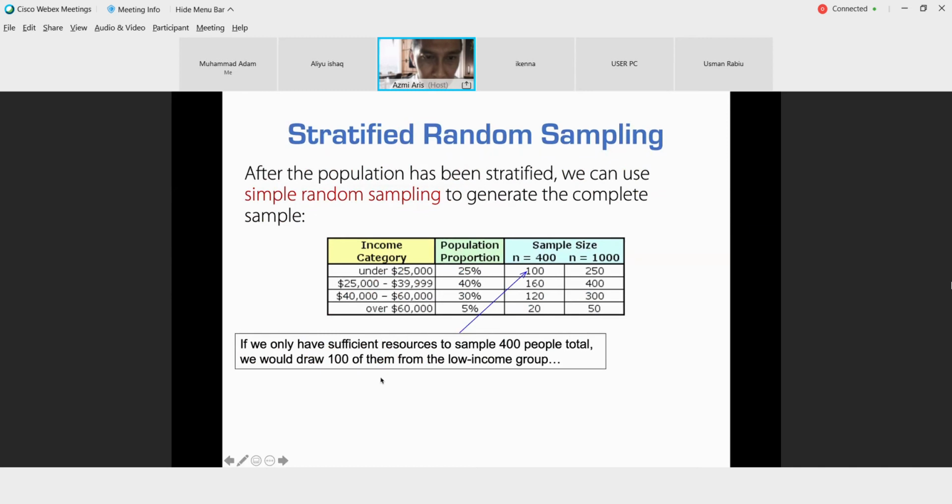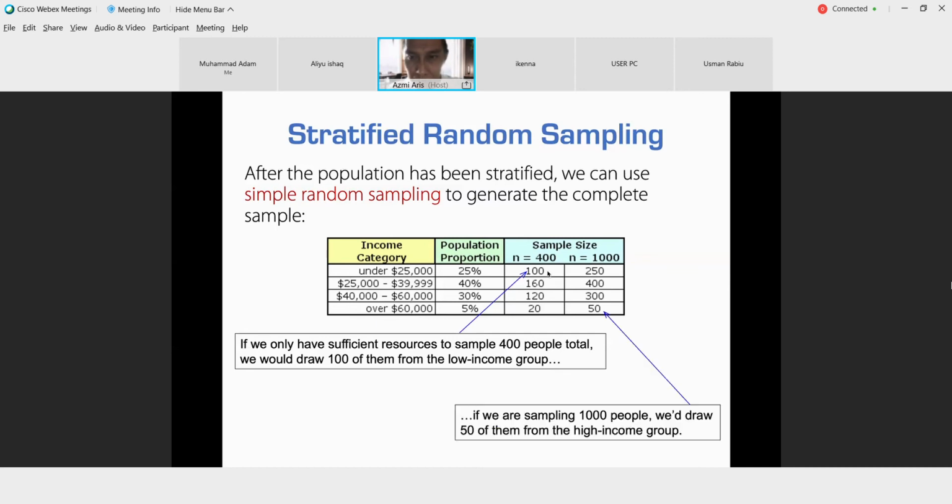If you have under 5,000, the population portion is 75%. So if the number of sample is 400, so those 125,000 you take 100 sample size, and then you do the random sampling. Okay, and the same for 1,000 depending on the salary, you do the stratified random sampling.